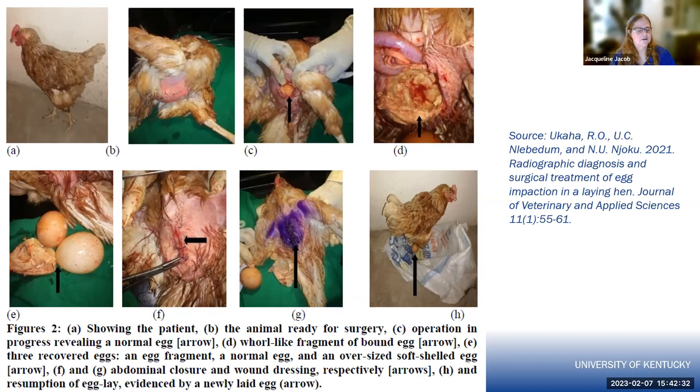And H is after the surgery and the bird has recovered, she has started laying again, as evidenced by the egg underneath her. So surgery can help. But again, you may be using drugs that are not suitable for food animals, so you wouldn't want to do this on a production flock. But if it's a pet bird that you want to keep, make sure that you check with the veterinarian about all the drugs that they use to see whether or not you can eat the eggs once she has started laying again.